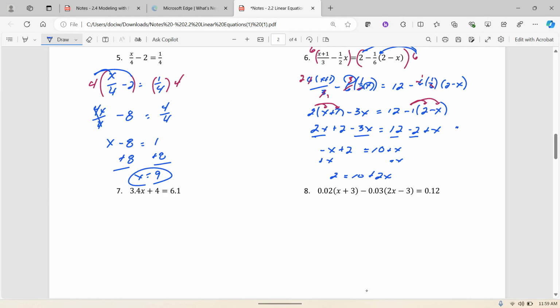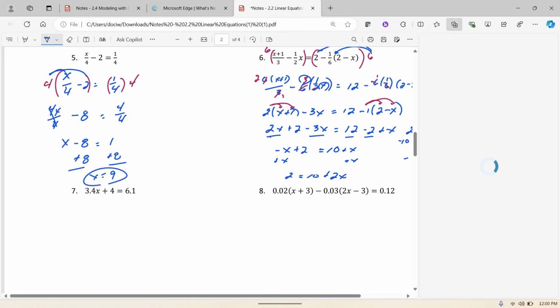And again, let me restart. 2 equals 10 plus 2x. Now I'm going to subtract the 10 from both sides. So 10 minus 10 will give me 0. So the right-hand side is 2x. 2 minus 10 is negative 8.